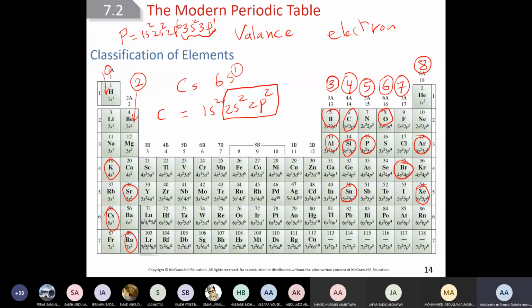Oh, sorry, this is wrong. How many electrons do you have? And this is the structure of phosphorus. How many electrons do we have in the last s and p? Five. What's the valence of phosphorus? Five. You know the valence before you even write the structure. Is this clear?